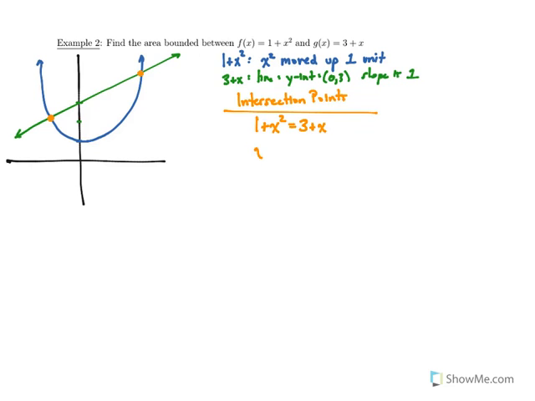Moving everything to one side will give us x squared minus x minus 2 equals 0. And factoring gives us (x minus 2)(x plus 1) equals 0, or x equals 2 and negative 1.